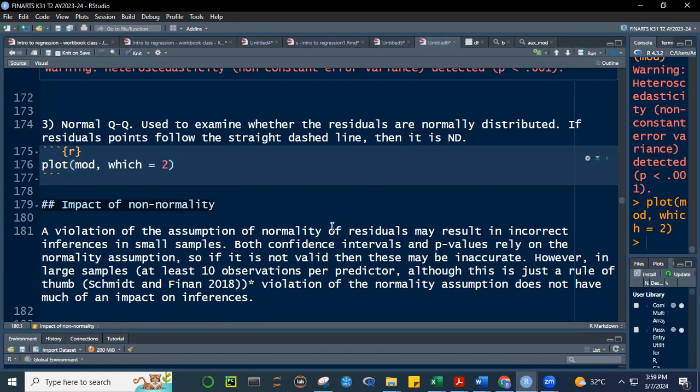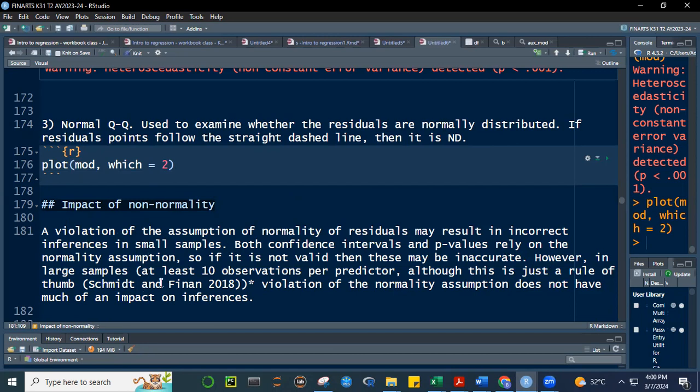A violation of the assumption of normality of residuals may result in incorrect inferences in small samples. Kasi, class, yung computation of p-values is also based on normality of residuals. So affected yung standard error, affected si t-stat, affected si p-values. So p-values rely on normality assumption. Kung hindi siya valid, then inaccurate yung inference natin. Also, our confidence intervals will probably be wrong.